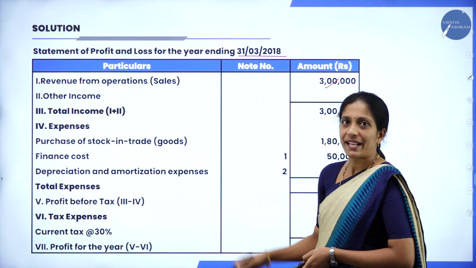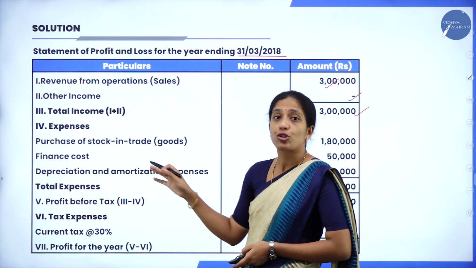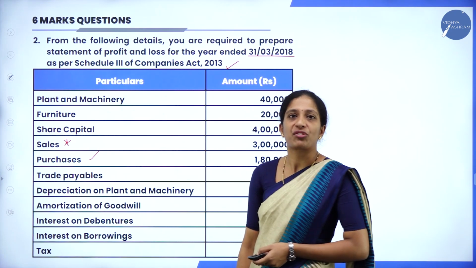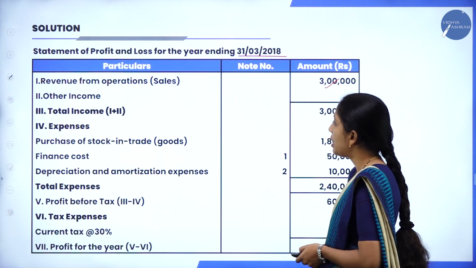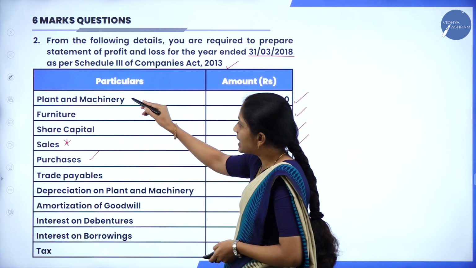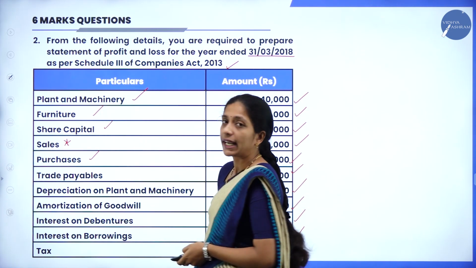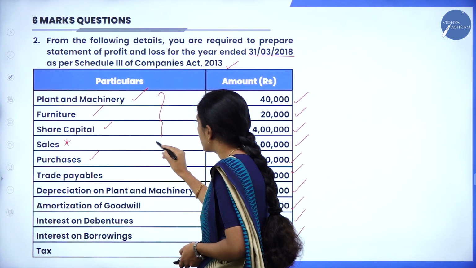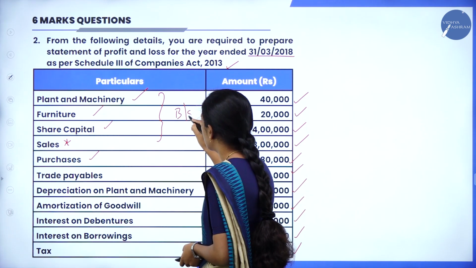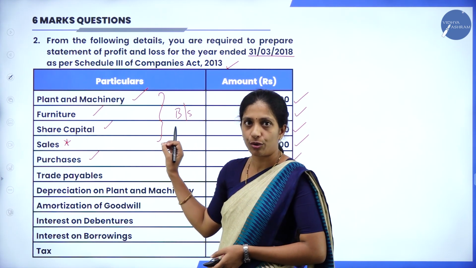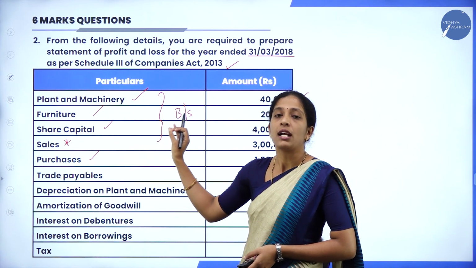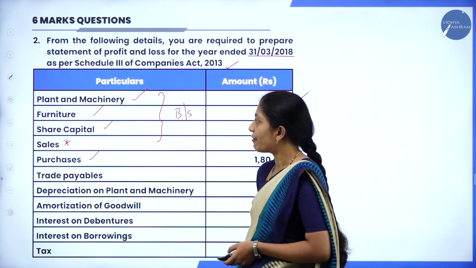Next, 4th is expenses. Now let us see what are the expenses to be recorded here. Now go through the question. Purchases is nothing but purchase of stock in trade. You have to record 1,80,000. Now, you might be having a doubt: where do plant and machinery, furniture and share capital come? These 3 don't come under the profit and loss account. They come under the balance sheet, for which you have to write a note. Even though they have given it, it is not recorded in the statement of profit and loss, it is recorded in the balance sheet, for which you have to write a note.